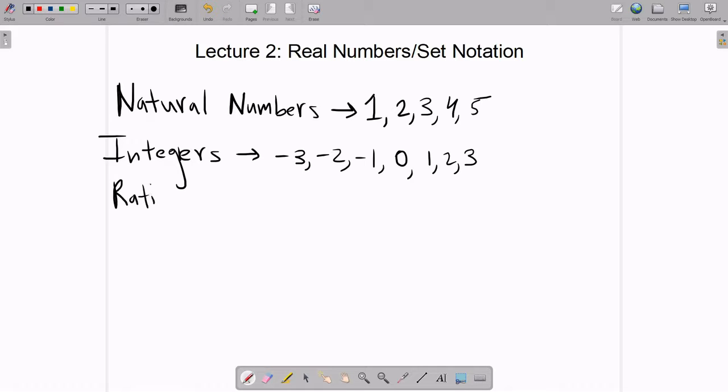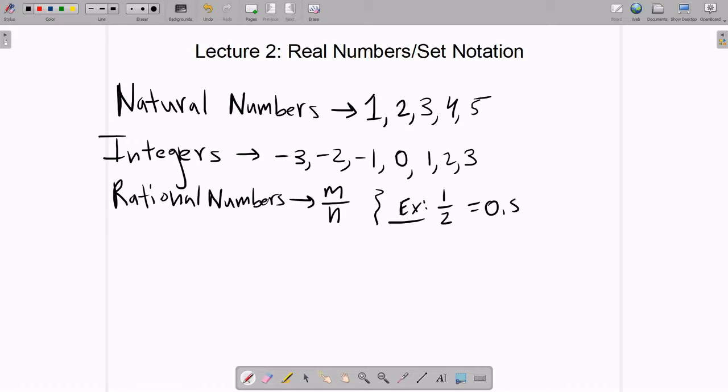Rational numbers is described as a ratio of integers. The general form will be m over n. An example of that would be 1 over 2. The number 1 and number 2 are integers. If you do a ratio, which is 1 divided by 2, it gives you half.